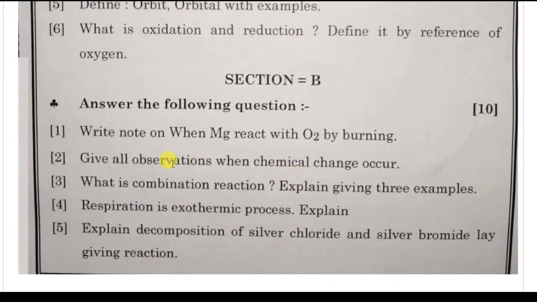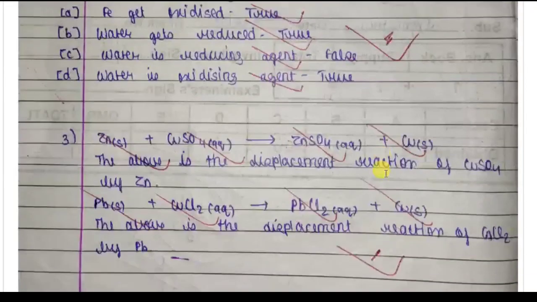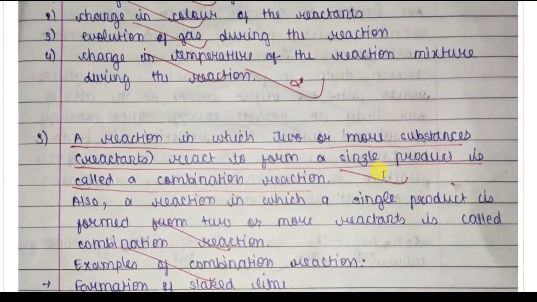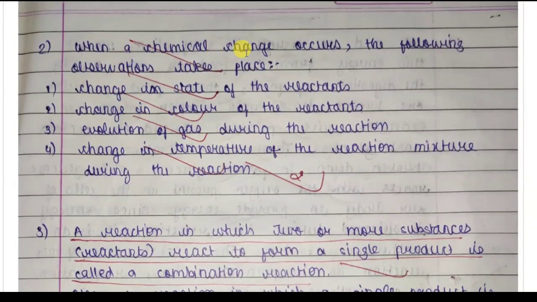Then the second question: Give all observations when a chemical change occurs. The answer is, when a chemical change occurs, the following observations take place. First, change in state of the reactants. Second, change in color of the reactants. Third, evolution of gas during the reaction. Fourth, change in temperature of the reaction mixture during the reaction.